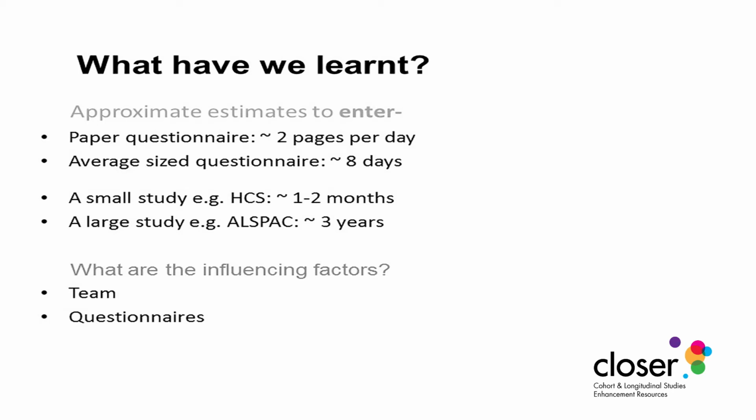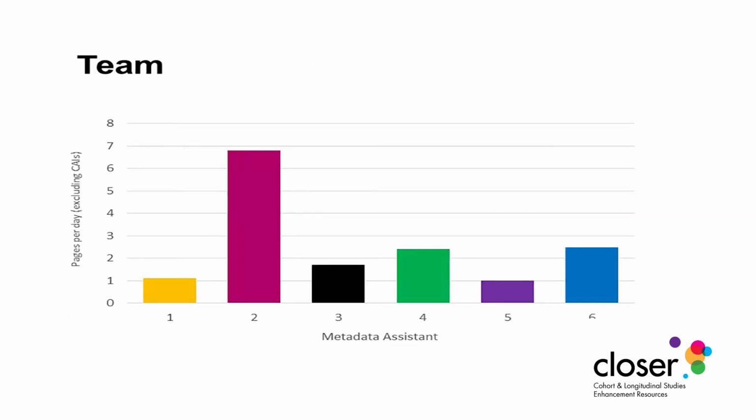So what are the influencing factors affecting these rates? I've broken this down into 2 factors, which are the team and the questionnaires themselves. If we start by looking at the team, this figure on the y-axis shows the pages per day that can be entered, just for paper questionnaires, grouped by metadata assistant. You can see there's a wide range in rates, from 1 page a day up to nearly 7 pages per day.